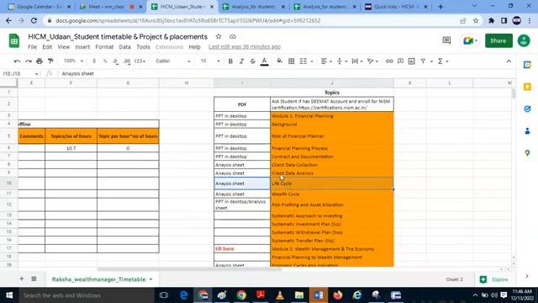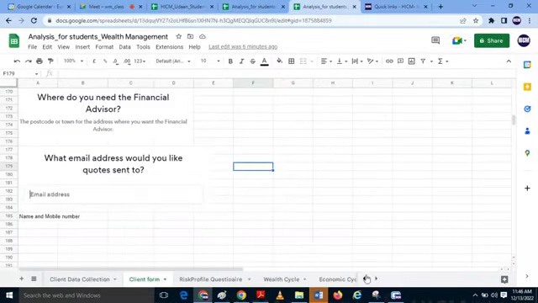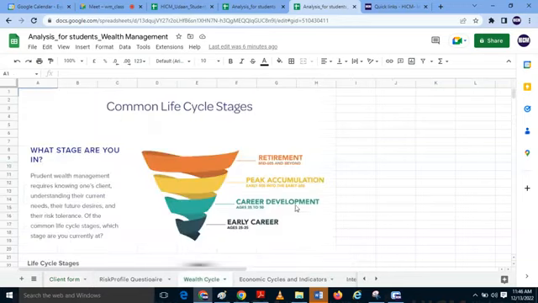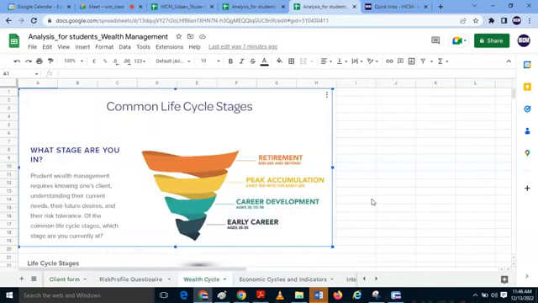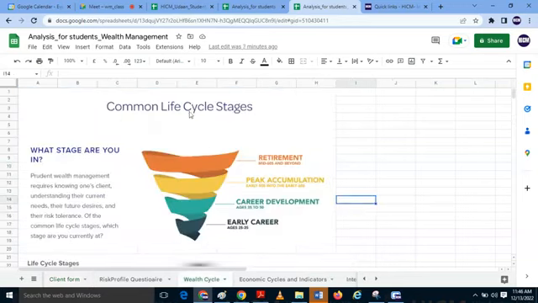Okay, now I will take you to this client data I have told you about. I am taking you to this part: life cycle analysis of the business. Okay, wealth cycle, this is the life cycle in a person's life.